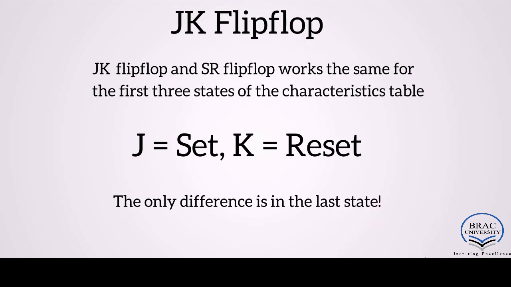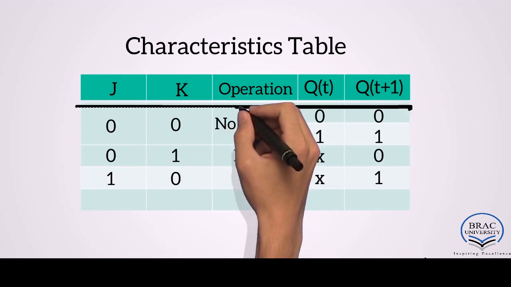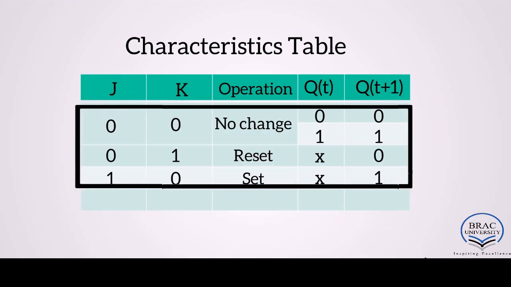So let's observe the characteristics table for JK flip-flop. We can place J in the set's position and K in the reset's position. So the first three operations are the same as set-reset flip-flop. When J and K are both 0, it performs no change. When J and K are 0, 1, it performs reset operation. And finally, when J and K are 1, 0, it performs set operation.